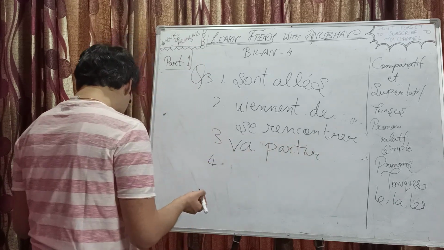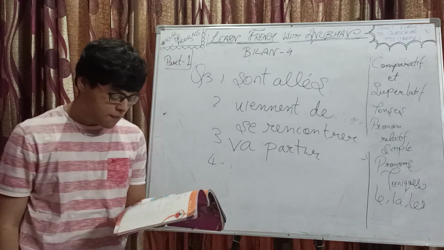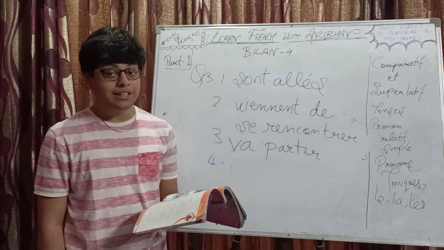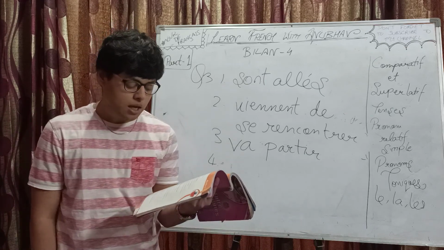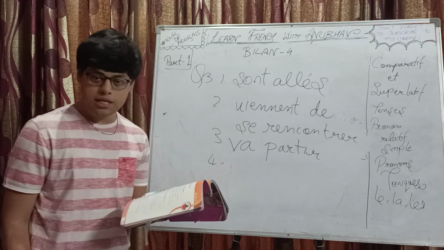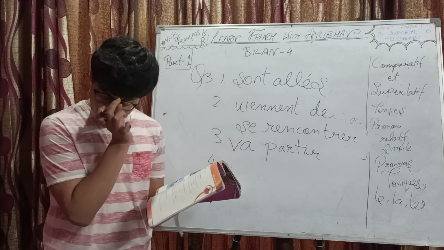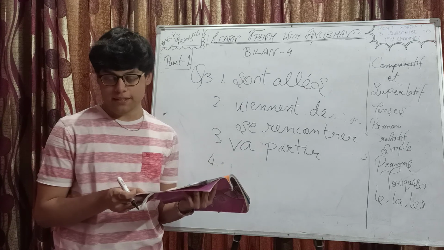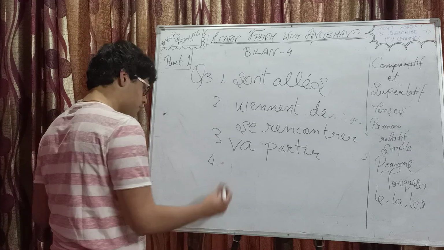Number 4. Talking about number 4, si j'avais beaucoup d'argent. Okay, we are having an if statement over here. First part is done with imperfect, so the second part will be done with present conditional, right? So si j'avais beaucoup d'argent, if I had a lot of money, I would like to buy a villa near the coast of Goa. Fine. So j'achèterais, the verb is acheter, and we will be doing the present conditional of it. Present conditional is what?